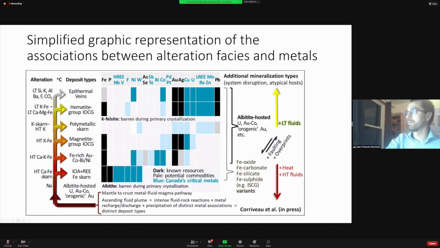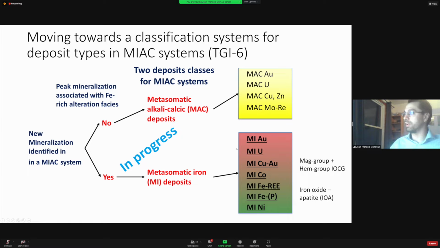And this is something in progress. We are now trying to put a framework on all this and develop a deposit classification system. This will be a component of the TGI-6 program of the Geological Survey of Canada. We are trying to frame all these different styles of mineralization and classes of deposits so that we can become more efficient at navigating this diversity, and then associate certain classes of deposit with known styles of mineralization and known names of deposits like IOCG deposits or iron oxide apatite deposits.